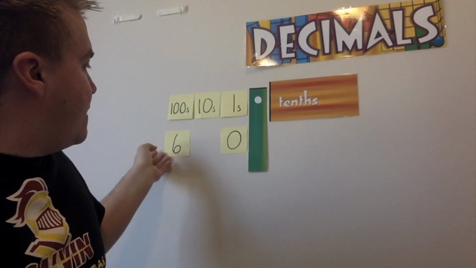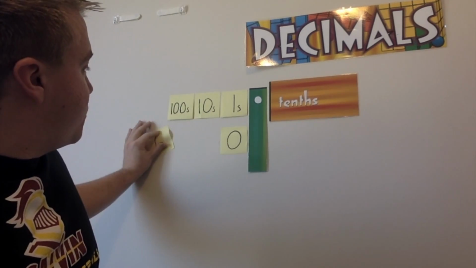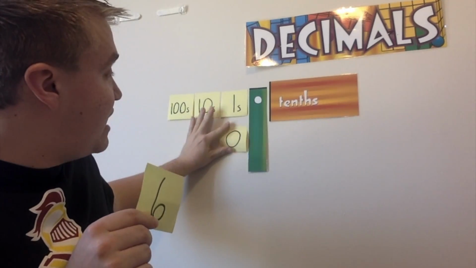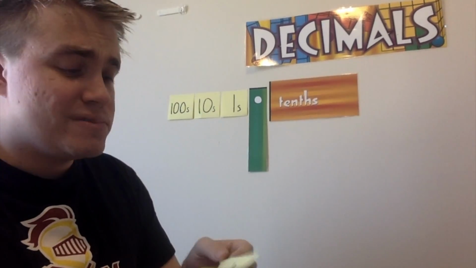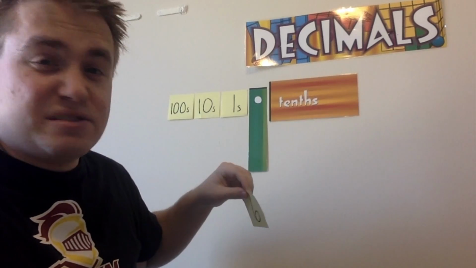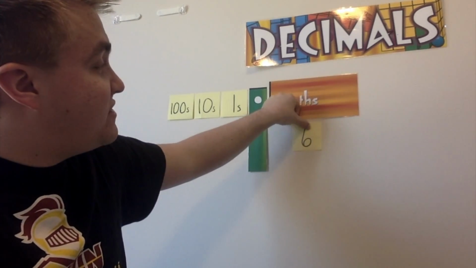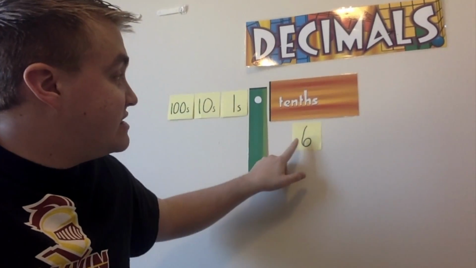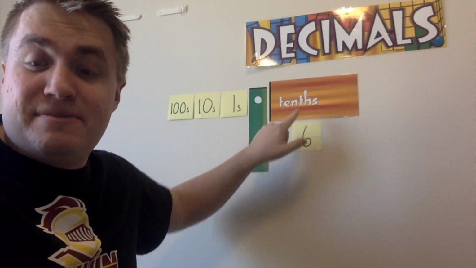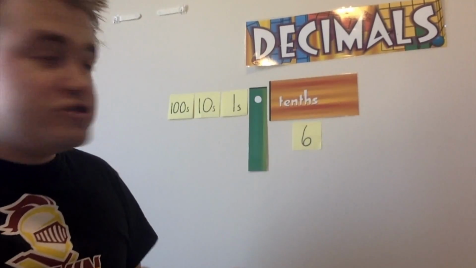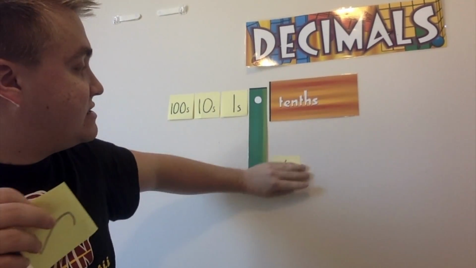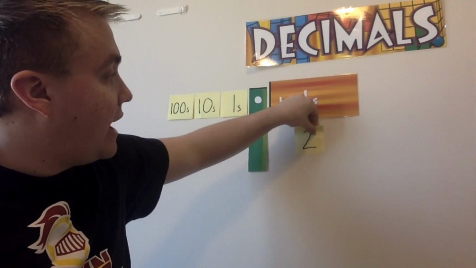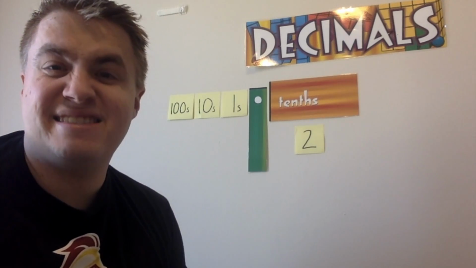Now, if I have my number 6, and it is on the other side of the decimal, and I put it underneath my tenths place value, the way that I would read this is 6 tenths. Okay, if I had a 2 instead of a 6 underneath my tenths, it would be read as 2 tenths.